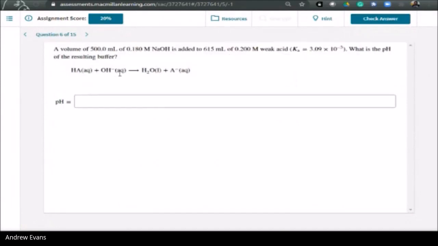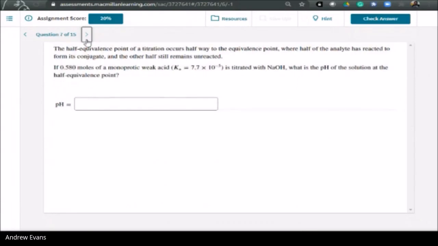So here's one. This is a buffer one, but you have to treat it like a titration problem. I'm going to skip some of these. I want to do at least a Ksp.